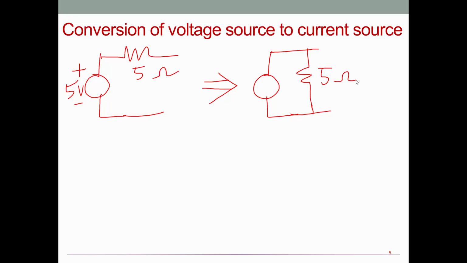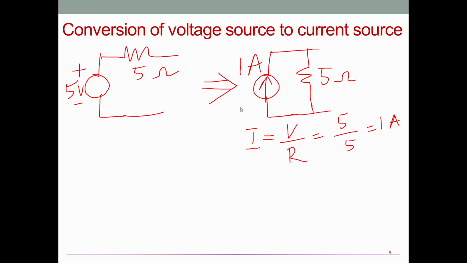In order to calculate the current, we have to take I as per Ohm's law, V by R. What is V? 5 volt. What is R? 5. So the current is going to be 1 amp. So you put 1 amp here. But the important thing is, where should I take the arrow mark direction? You have to take the arrow mark direction towards the positive side. So the positive side is upward, take the arrow mark direction upward. So this is how to convert a voltage source to a current source.